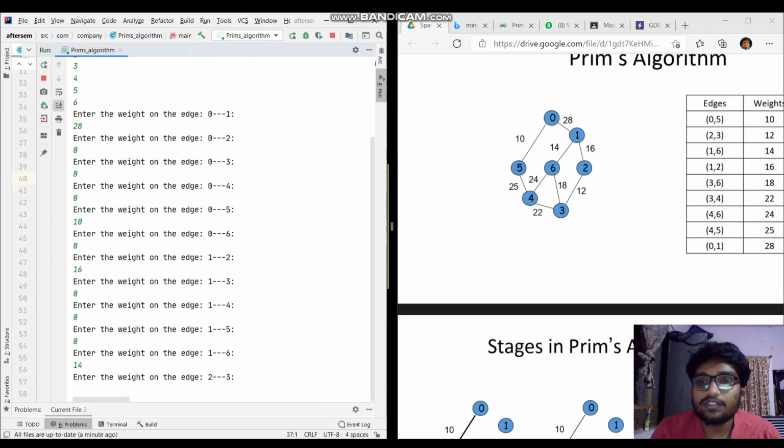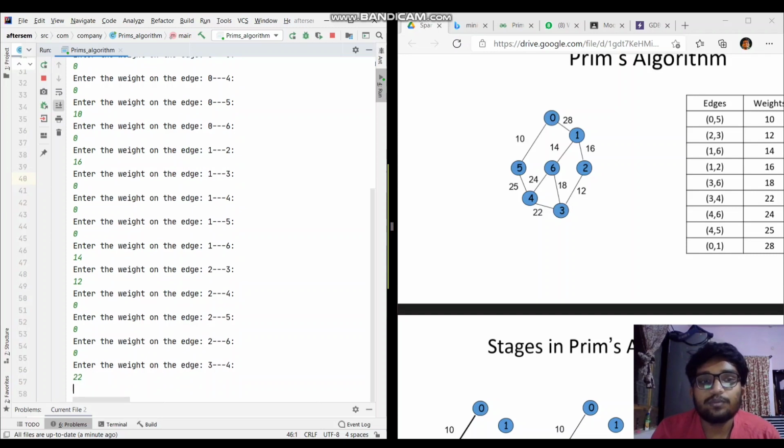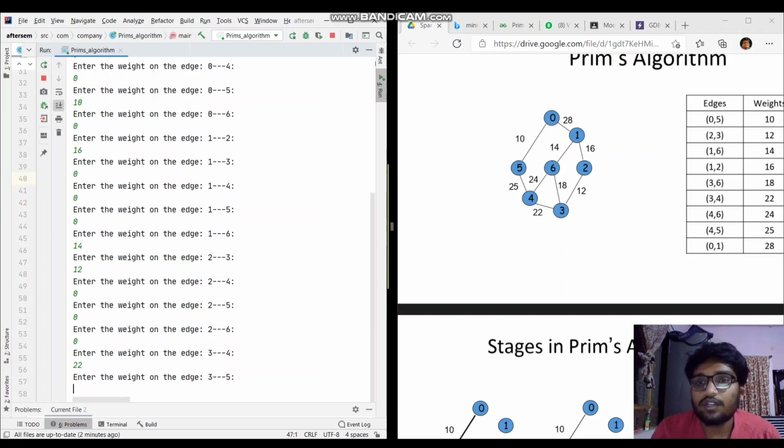2 to 3, yes, there is an edge, weight 12. 2 to 4, 2 to 5 and 2 to 6 we don't have any edge. 3 to 4, yes, there is an edge, and weight is 22. 3 to 5 there is no direct edge, but there is a path. 3 to 6, yes, there is an edge, and weight is 18. 4 to 5 is 25. 4 to 6 is 24. 5 to 6 there is no edge.